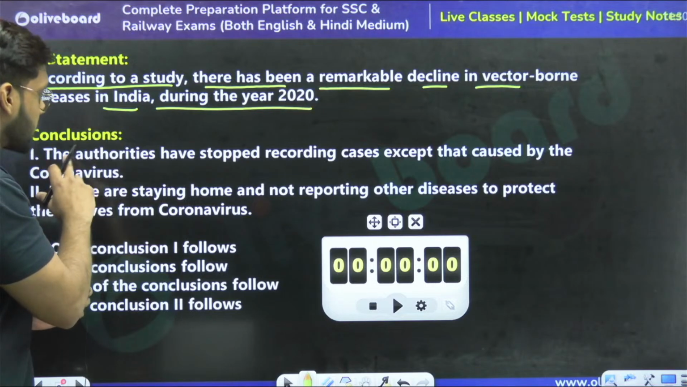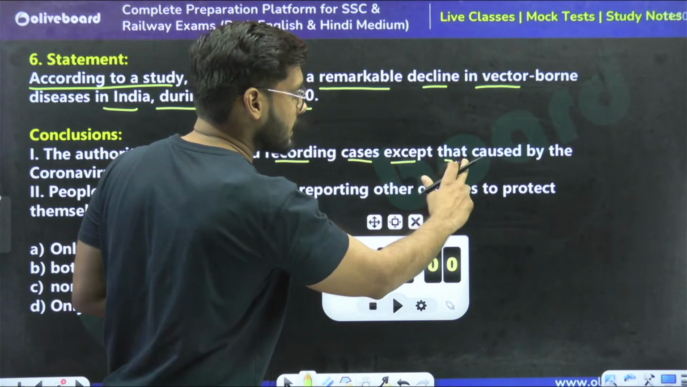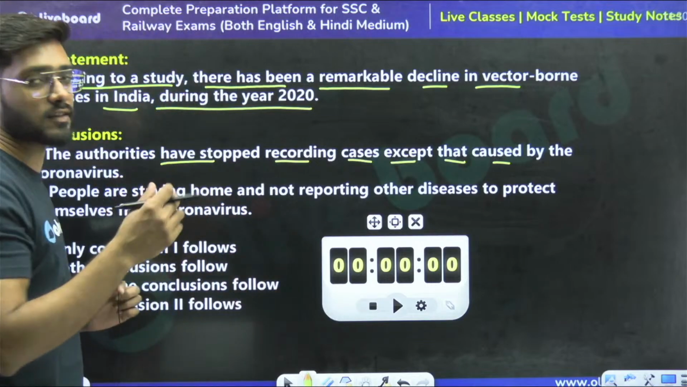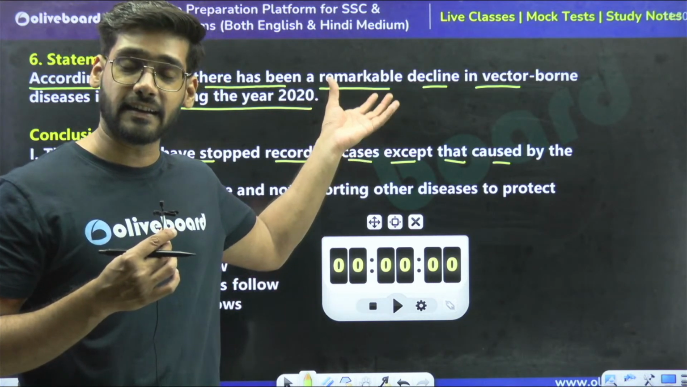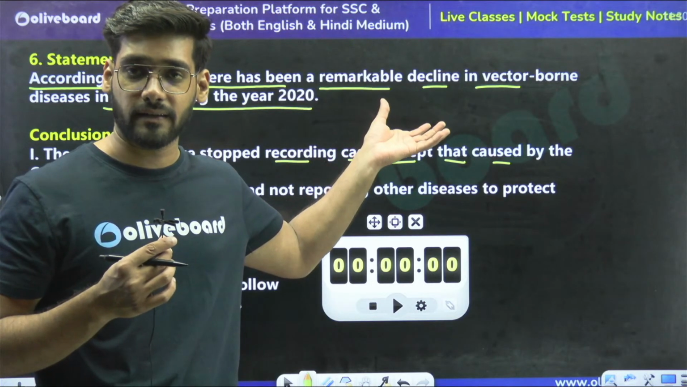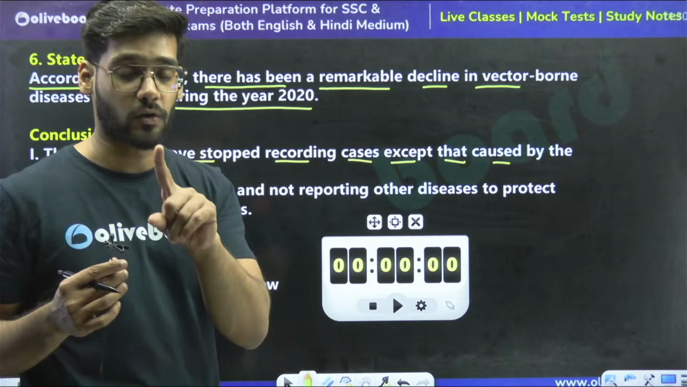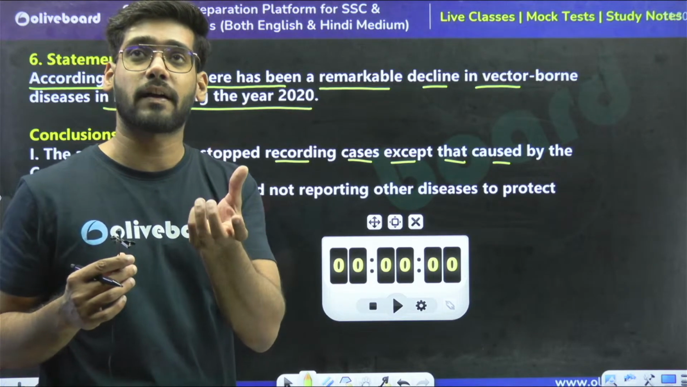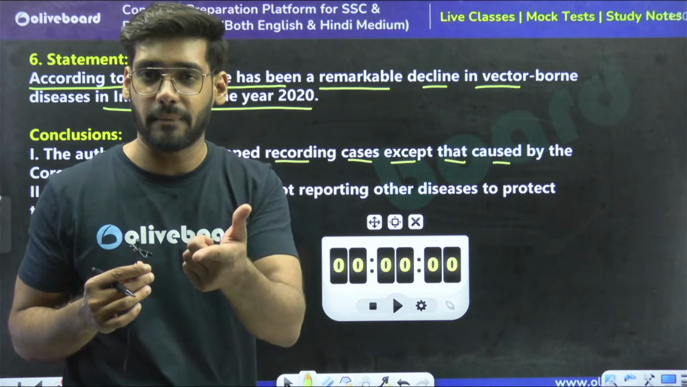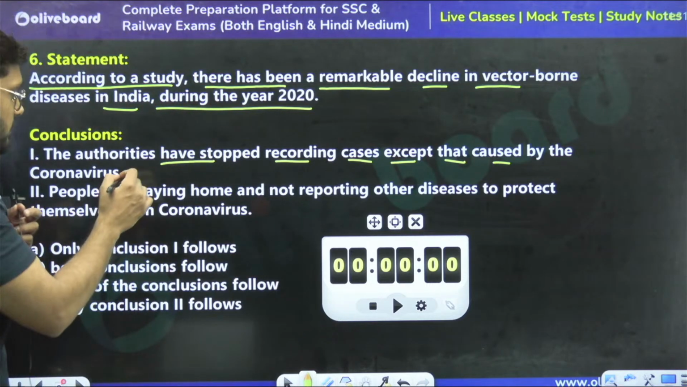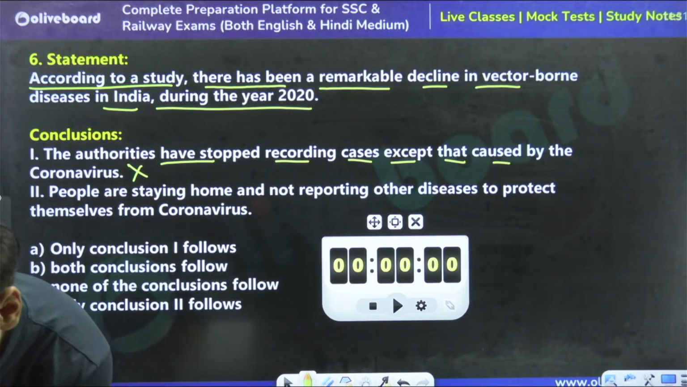In conclusion 1, the authorities have stopped recording cases except those caused by the coronavirus. What nonsense this is. Where is there anything mentioned about the coronavirus? No. Second thing, coronavirus is not a vector-borne disease. It was a pandemic, right? So the first one is wrong. There is nothing said about the coronavirus. Okay.